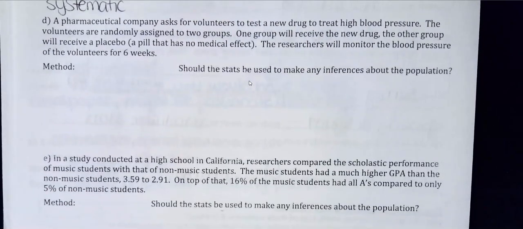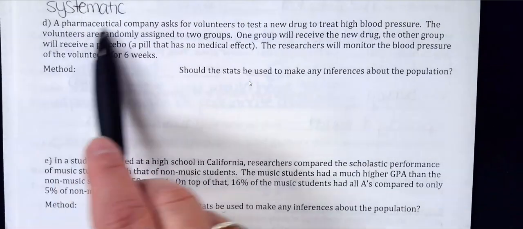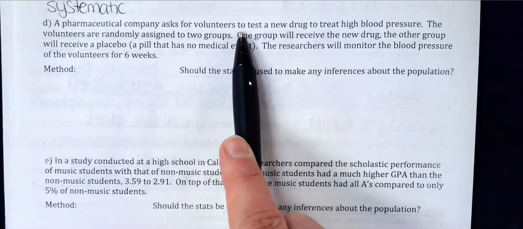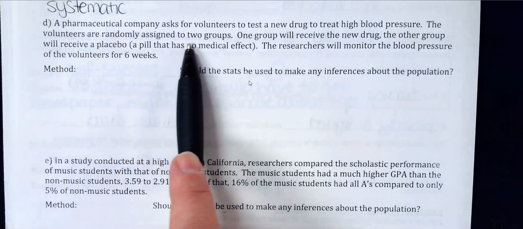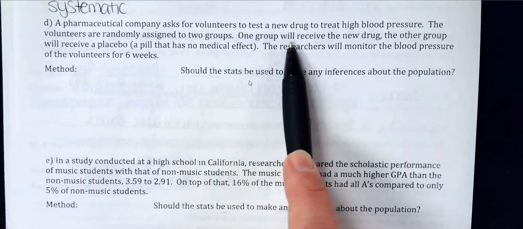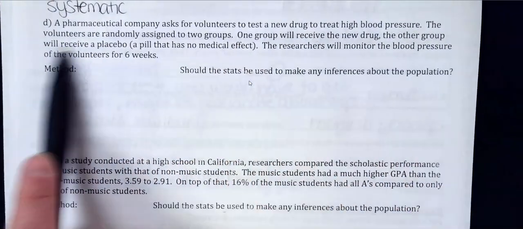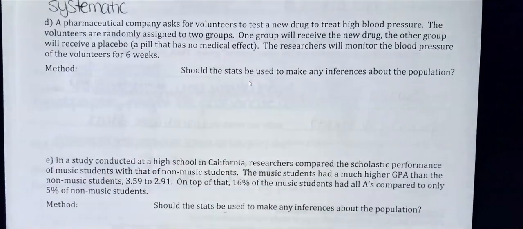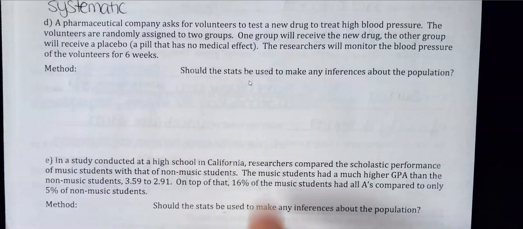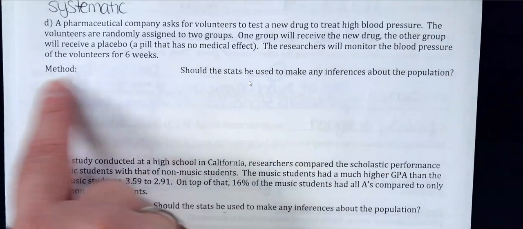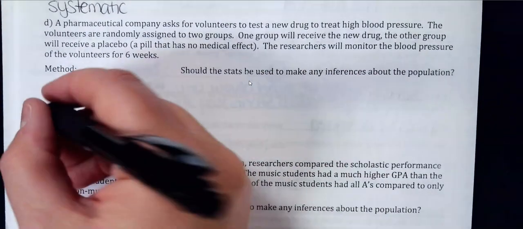Okay. Now, this one says, a pharmaceutical company asked for volunteers to test a new drug to treat high blood pressure. The volunteers are randomly assigned to two groups. One group will receive the new drug. The other group will receive a placebo. I think I mentioned this earlier, but a placebo is literally like a sugar pill. So they make the people think they're taking the medication, but it's not going to affect them in any way. That way they can compare the two groups. And it says the researchers will monitor blood pressure of the volunteers for 6 weeks. Okay.